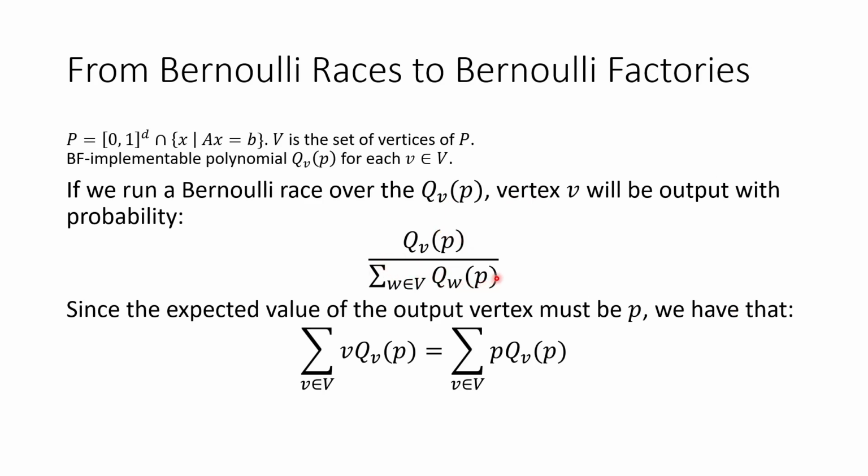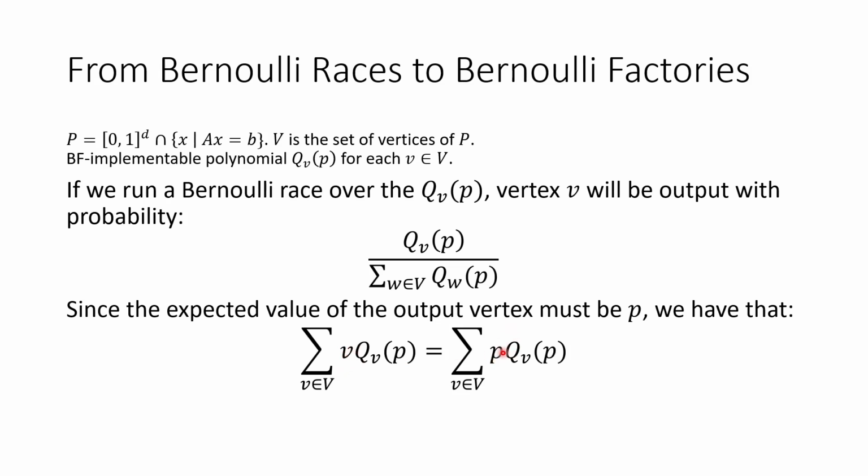And if you now look at the constraint that the expected value of the output vertex must be p, and manipulate this expression a little bit, you can show that this reduces to the sum of v times qv of p equals the sum of p times qv of p. So this is now just a polynomial relation in p. It's actually a d-dimensional polynomial relation in p because vectors v and p belong to {0, 1}^d.